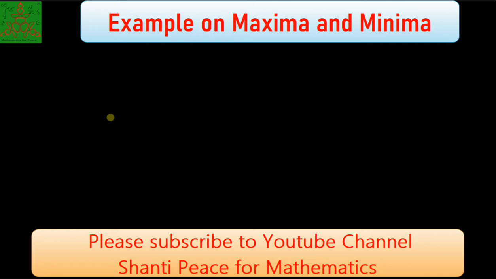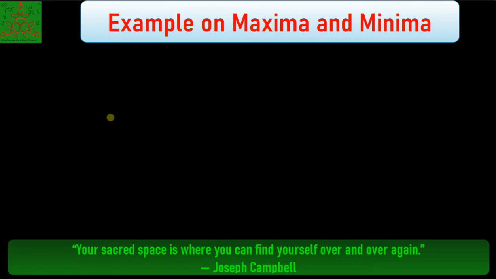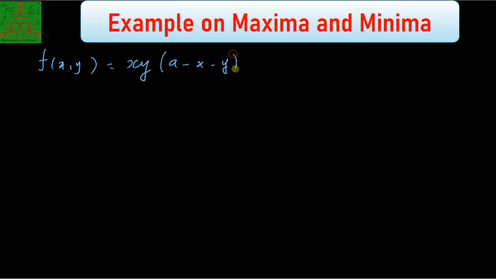In this video, we are discussing finding the extremum value of the function f(x, y) = x y (a - x - y). Our objective is to calculate the extremum value of this function, or I can say saddle points, stationary points, or such things.